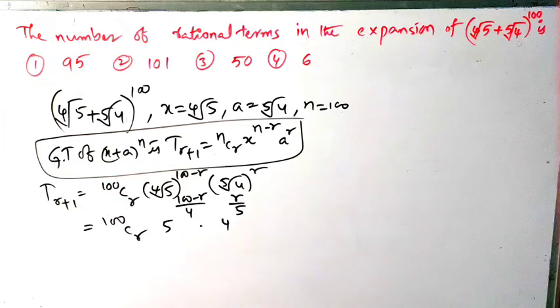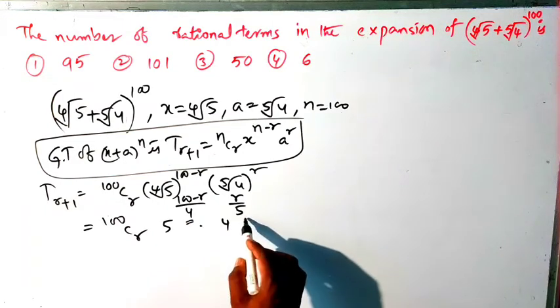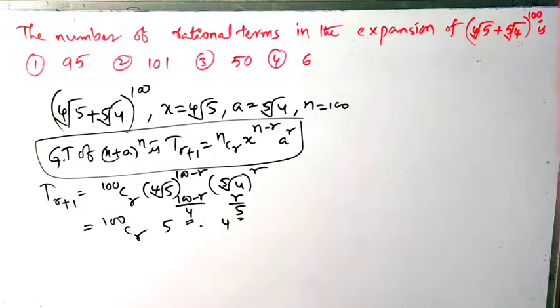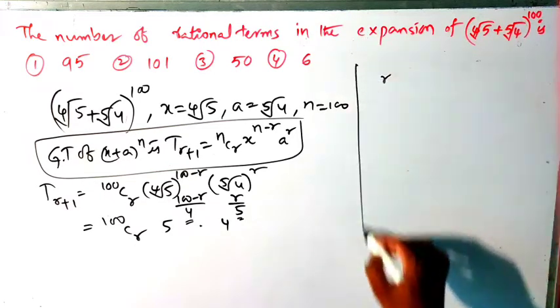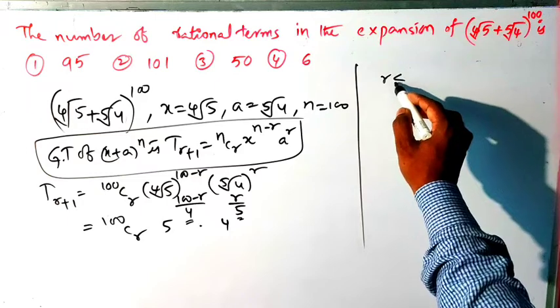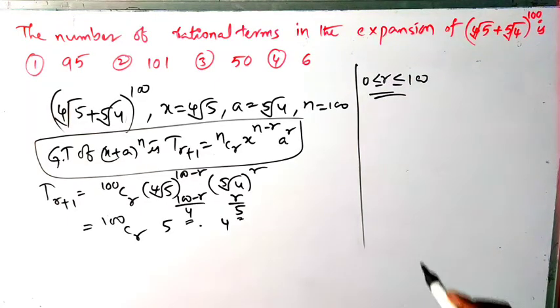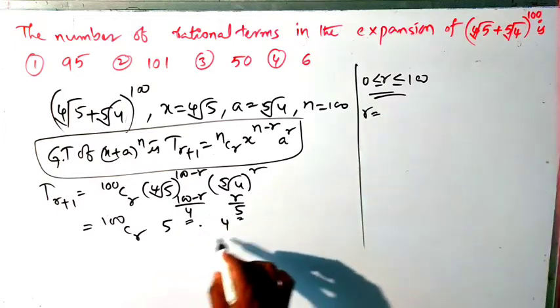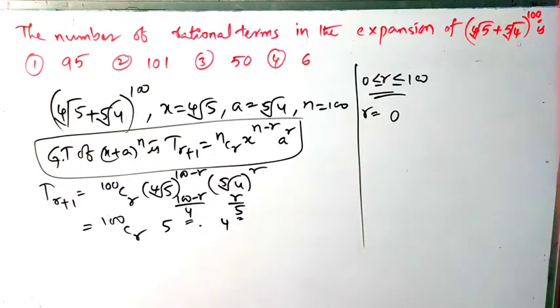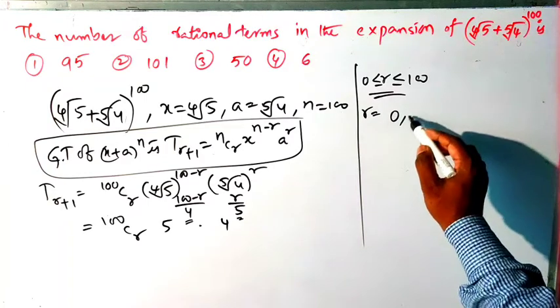So observe this one: here 4 is there, here 5 is there. The LCM of 4 and 5 is nothing but 20. So we take multiples of 20, which satisfy both 4 and 5. Our values are in between 0 to 100 only, so we have to take care to satisfy this condition, that is r equals 0. Clear, 0 satisfies.